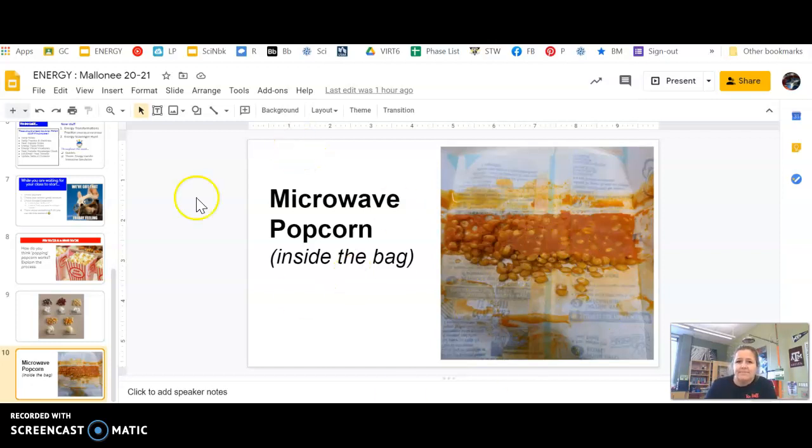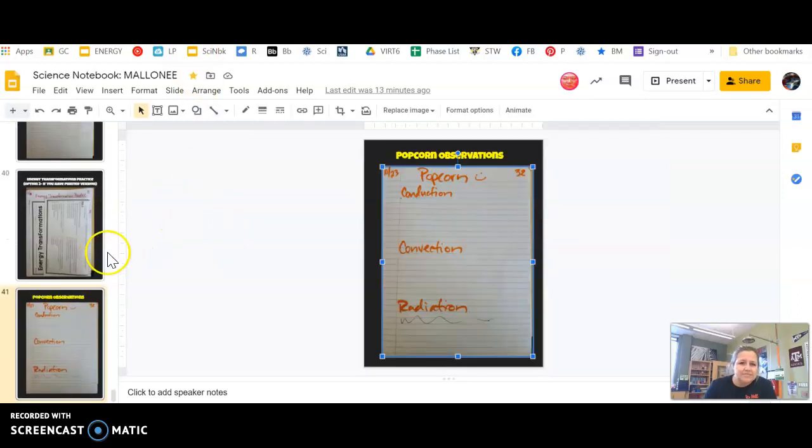Okay, but this is here in my energy warm-ups file. Okay, in your science notebook, just to get it ready, make a page that looks like this, and obviously you can push pause. Take a second, write this down. And those are the three methods of heat transfer: conduction, convection, and radiation. Okay, and we can make popcorn all three ways.